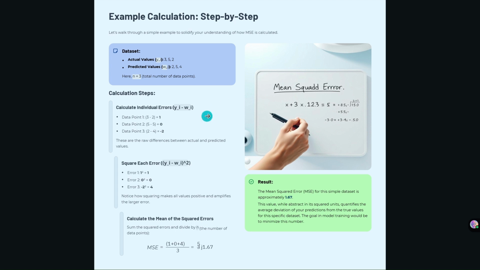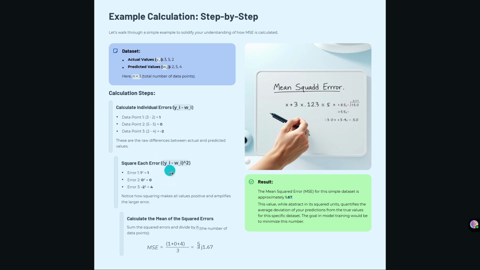Here we have a simple dataset. Suppose the actual values are 3, 5, 2 and the model's predicted values were 2, 5, 4. First we'll calculate the individual errors, which is y_i minus ŷ_i. For the data points, we take 3 minus 2, 5 minus 5, and 2 minus 4, which is 1, 0 and minus 2. These are the raw differences between the actual and predicted values.